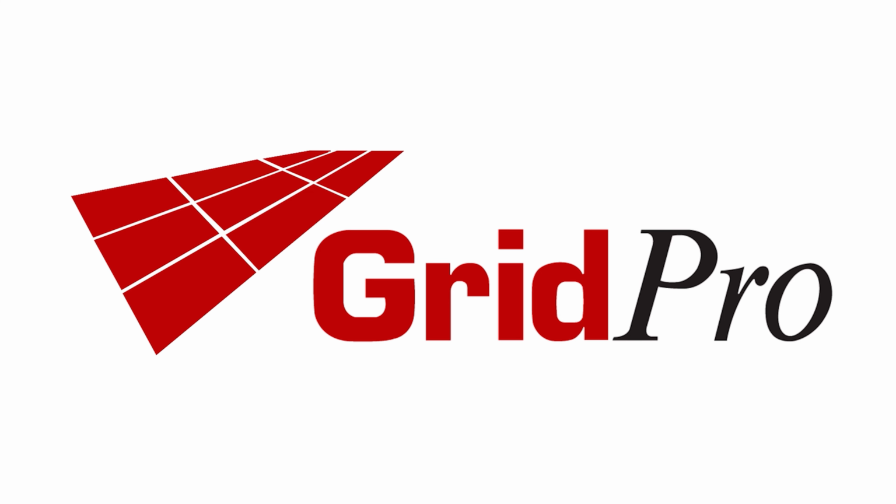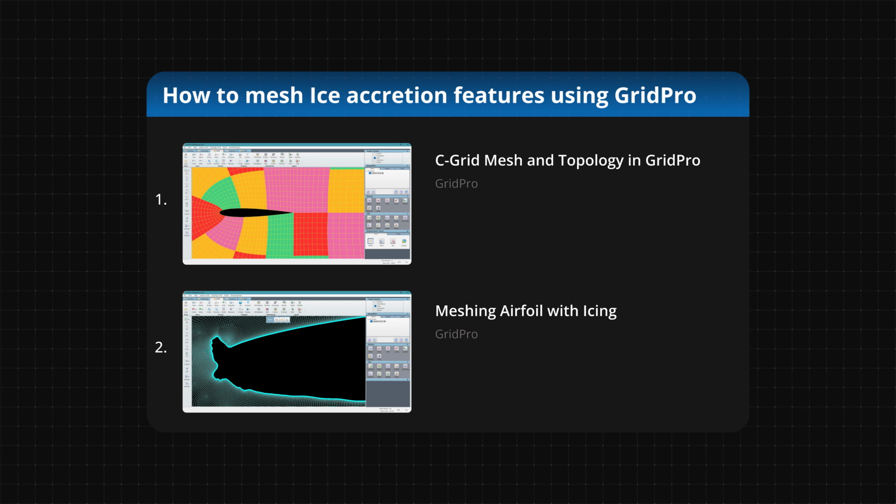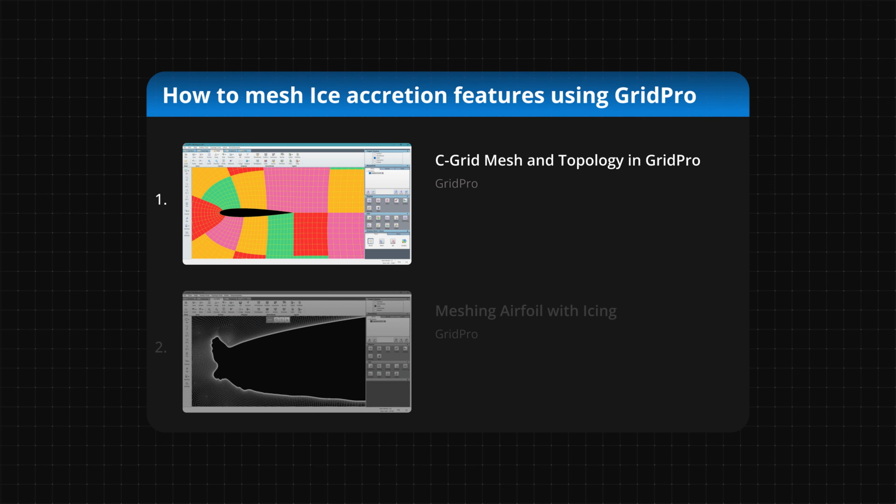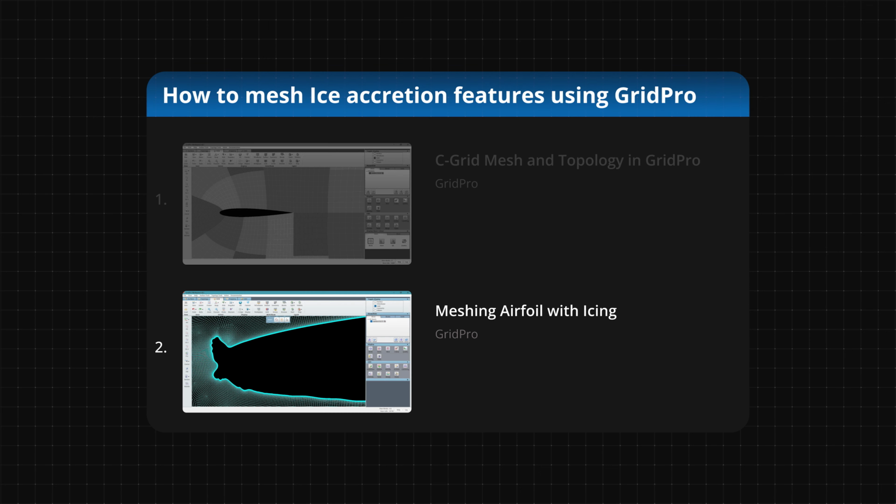In this video, we continue our series on how to mesh ice accretion features using GridPro. We've already covered C-grid topology generation for a clean airfoil without icing, using the nesting feature to modify the enriched clean airfoil topology to accurately capture icing features.